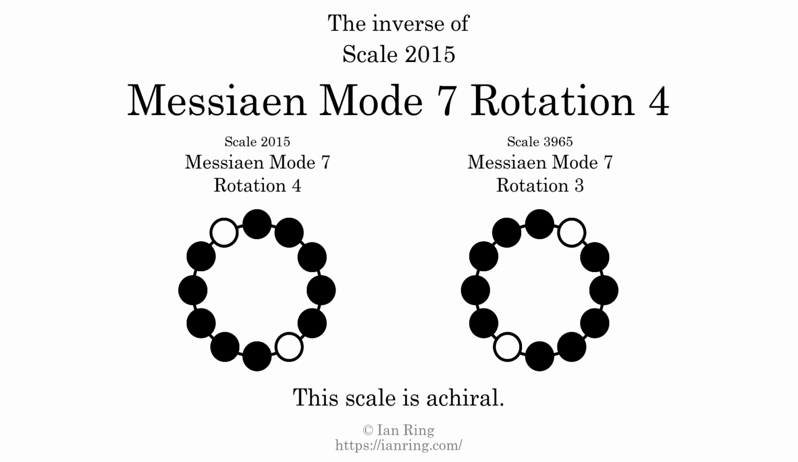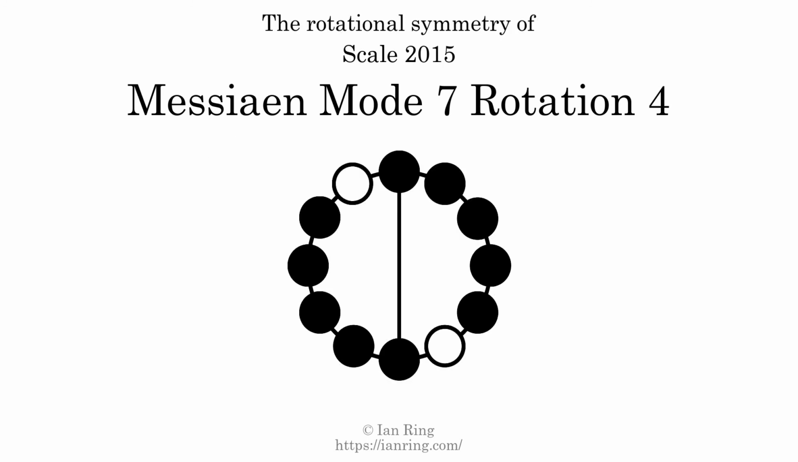The inverse of this scale is scale 3965, also known as Messiaen Mode 7 rotation 3. This scale is achiral, since it can transform into its own reflection by a rotational transformation. This scale has rotational symmetry at 6 semitones.